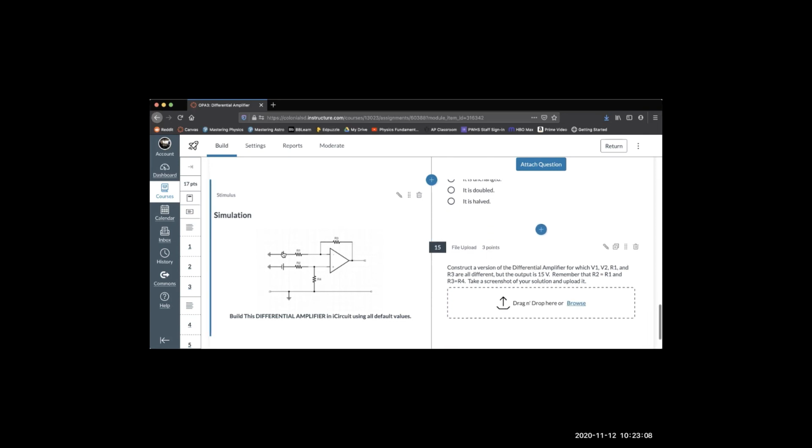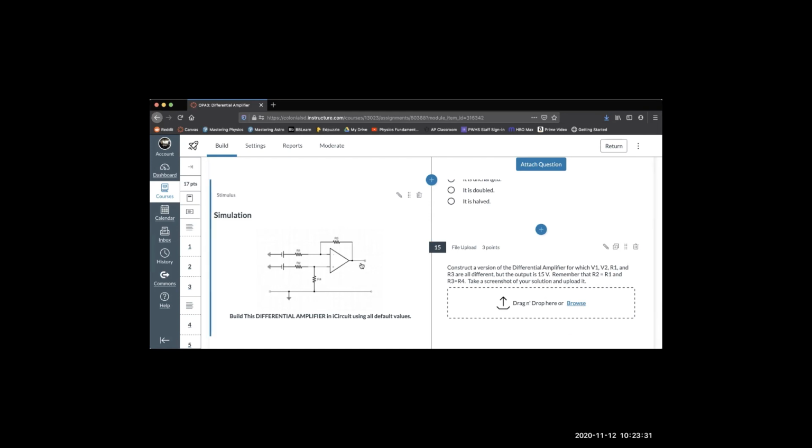So you build this thing. And there's a little bit of a challenge here. So I want to make this differential amplifier. What do I want it to do? For which V1, V2, R1, and R3 are all different, but the output is 15 volts. Remember that R2 equals R1 and R3 equals R4. So you just pick some values and you build the thing.